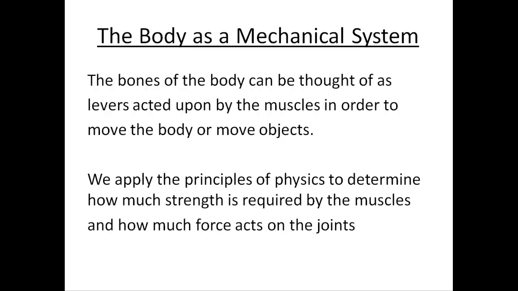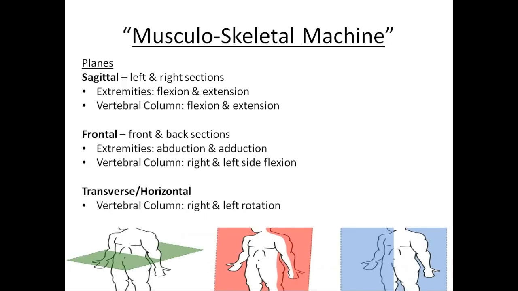So the body as a biomechanical system. The bones can be thought of as levers acted upon by muscles in order to move stuff. So we apply the principles of physics to determine how much strength is required by the muscles and how much force needs to act upon those joints. The musculoskeletal machine works in three planes: the sagittal plane, dividing the body into left and right; the frontal plane, dividing the body between front and back; and the transverse plane, referring really to the spinal cord with regard to rotation.